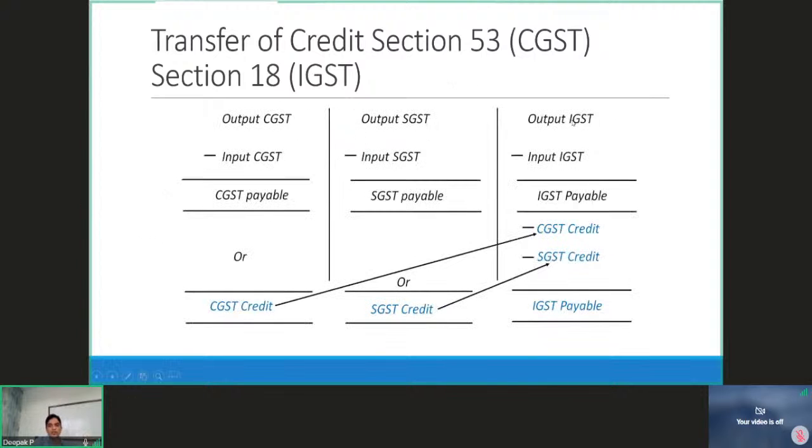Now you have output IGST here. This output IGST, I said, use the input IGST first. Yes sir, I've utilized this. So the balance is IGST, and IGST is the same thing. This is also to the same government. IGST credit is coming to me because somebody else has paid IGST, which again goes to the IGST head itself. So no problem for this. I will utilize this. Then I have IGST payable here.